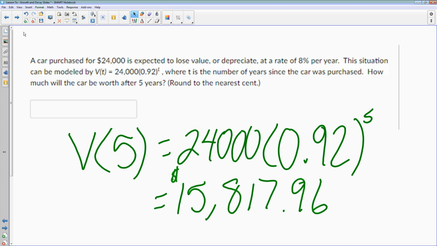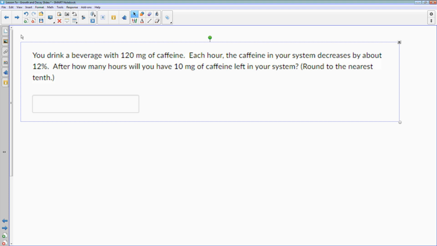If you need help plugging in, please email me. I'll be happy to help. For the next one, it says you drink a beverage with 120 milligrams of caffeine. Each hour, the caffeine in your system decreases by about 12%. After how many hours will you have 10 milligrams of caffeine left in your system? And we're going to round to the nearest tenth.